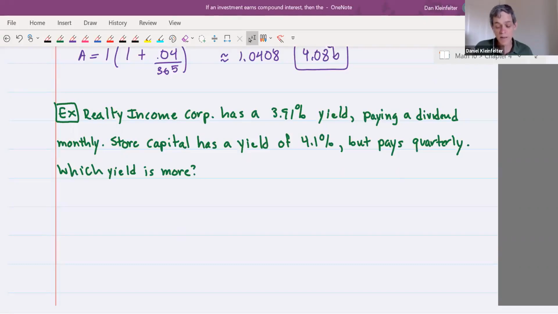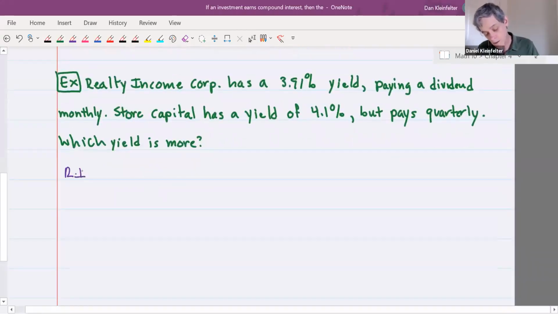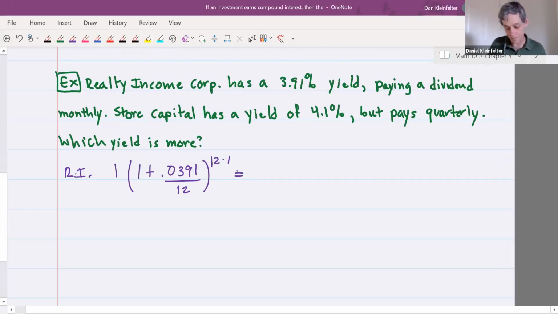So the thing is, Realty Income has a lower percent. It's 3.91 versus 4.1%, but it pays monthly. Store Capital has a higher interest rate, but doesn't pay as often. So it can be hard to decide which one of these would be better. So what we're going to do is calculate the annual percentage yield for both. So let's start with Realty Income Corporation. There we could take the future value of $1. So $1 at 0.0391, and it's monthly, right? So that's 12 times a year, 12 times for 1 year. And let's see what we get.